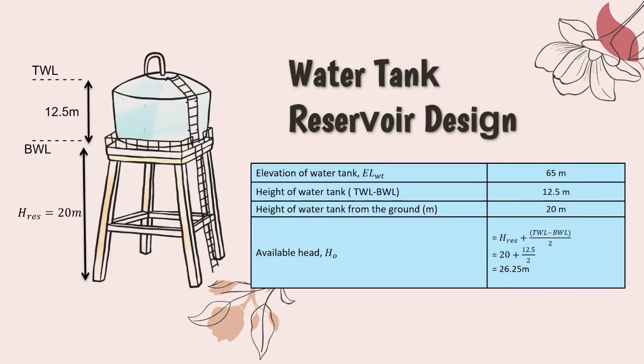Here we can see the description that has been tabulated into a table. First, the elevation level. Second is the difference of top water level and bottom water level. Next is the height of the reservoir from the ground. Lastly is the available head of the water tank.